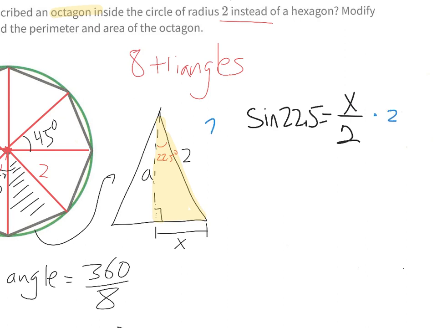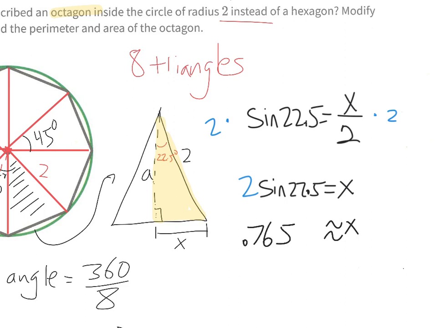If you want to go find it right now, you can. But we really just need to multiply both sides by 2, because we know 2 times whatever that sine of 22.5 is, is going to be equal to x. And we go to our calculator, we can punch that sine of 22.5 into our calculator, and it'll tell us what that is. And it looks like that is 0.76536.